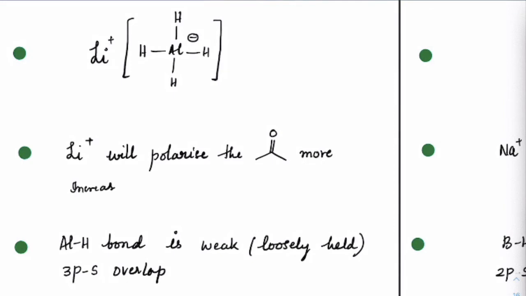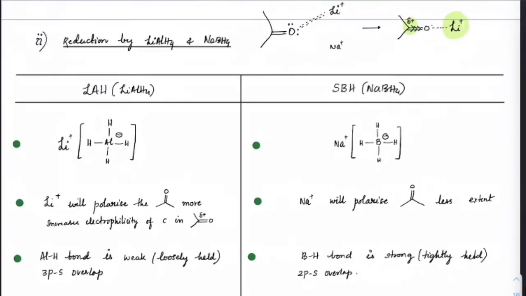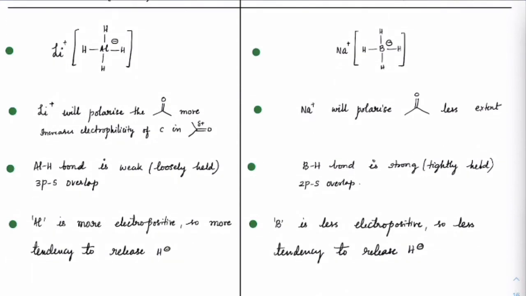increases electrophilicity density of carbon in the carbonyl form here. Okay. While if you check out Na plus, it will polarize but not to a larger extent. A small amount of increase in electrophilicity is observed, while with lithium a larger amount of electrophilicity is increased. So this is the first important difference we need to understand between these two.